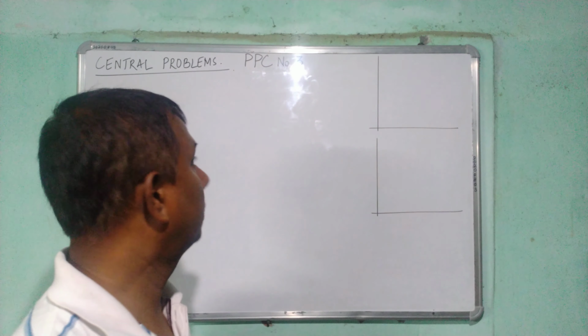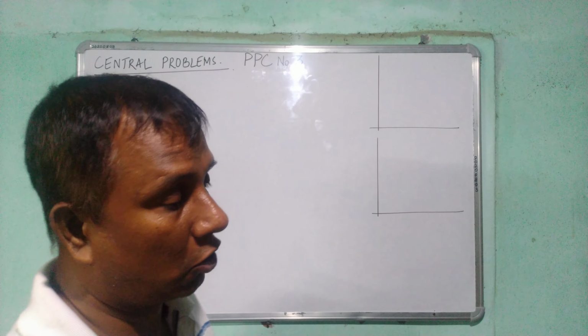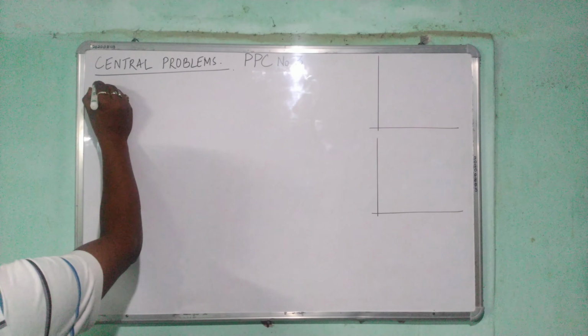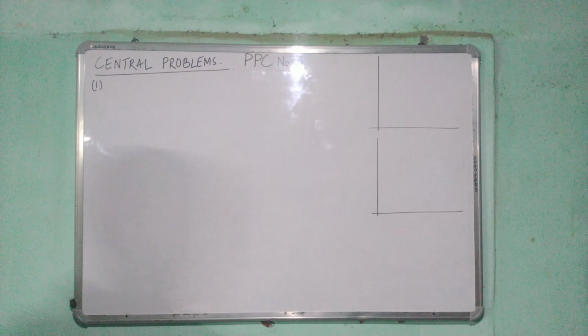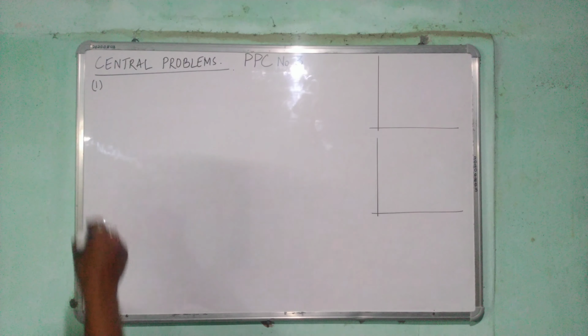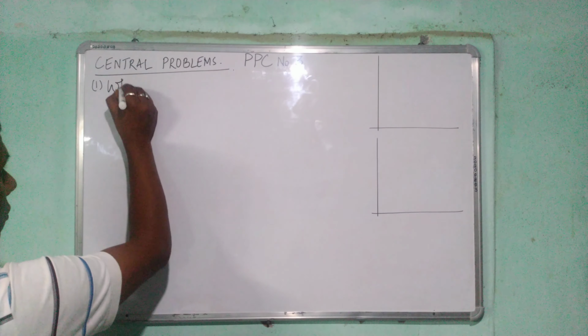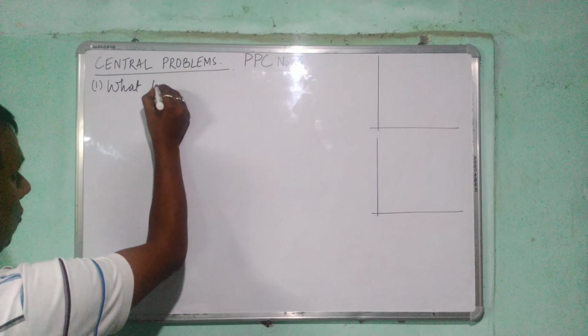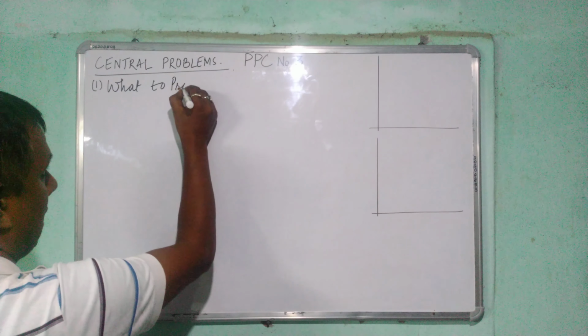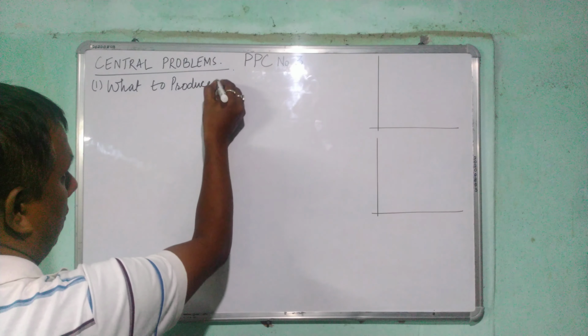Now let's start with what the central problems of an economy are. What is the first central problem of an economy? The first central problem of an economy is what to produce. यानी क्या उत्पादन करें. What to produce.